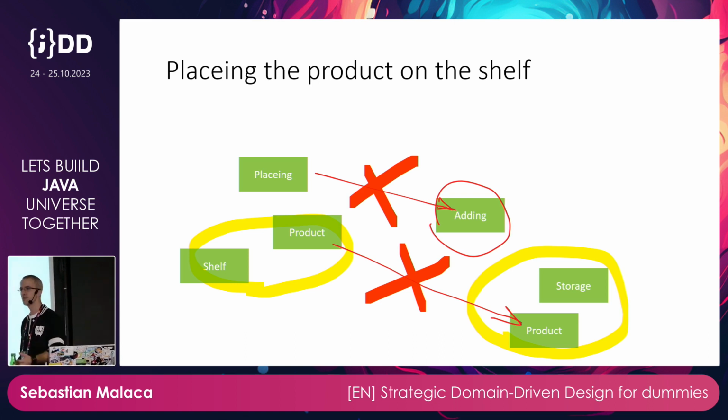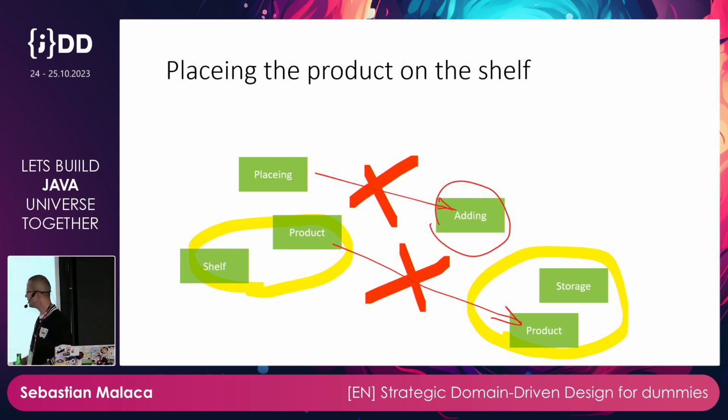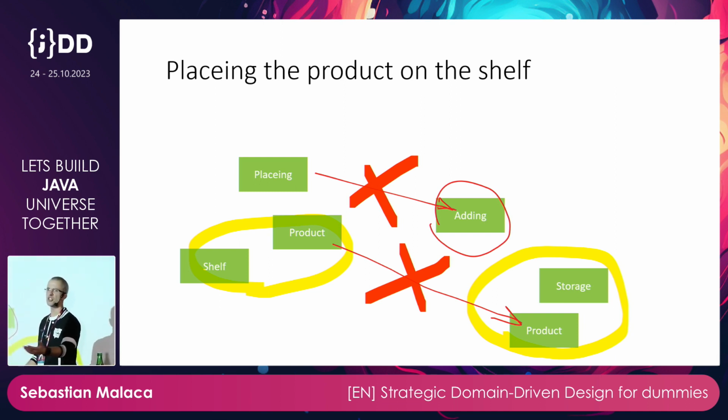Another thing, this product is a little bit different than in the other case. If I want to put a product on the shelf, what I'm interested in is, I don't know, the category. If you go to some grocery shop, usually you will find the tea next to the other teas. You will find the coffee next to other coffees, and so on. So when I'm placing the product on the shelf, I need to know about the product.